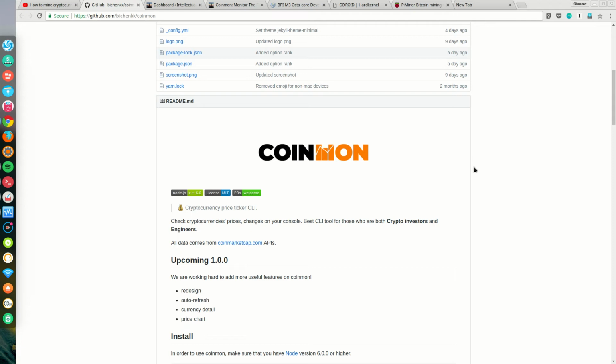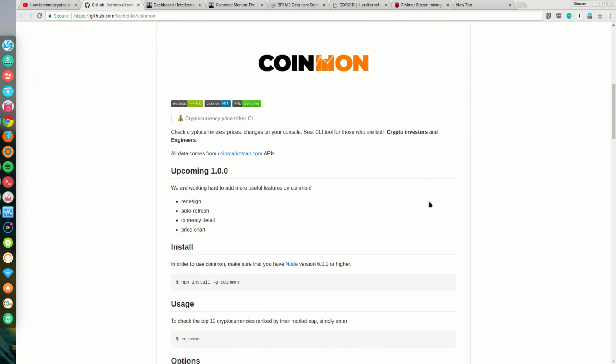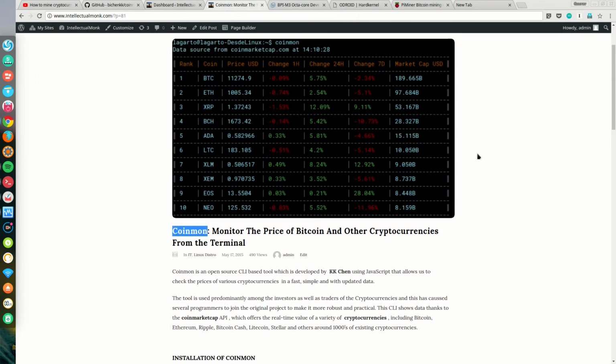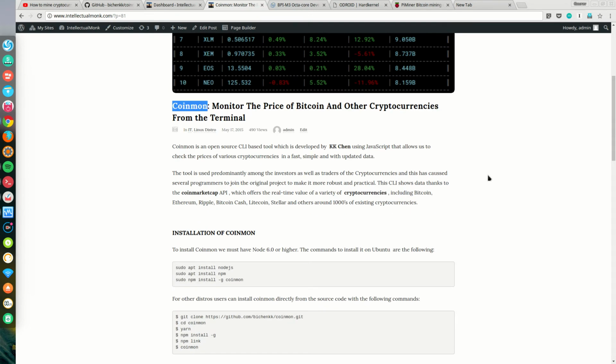And the rate which is shown is the instant current rate of the currencies, and you can check the rate in either dollar or euro or various other currencies.